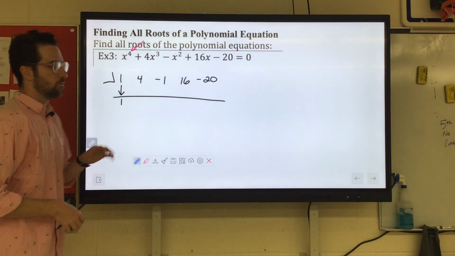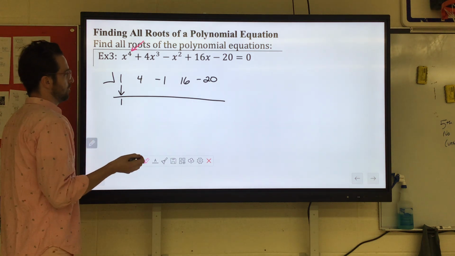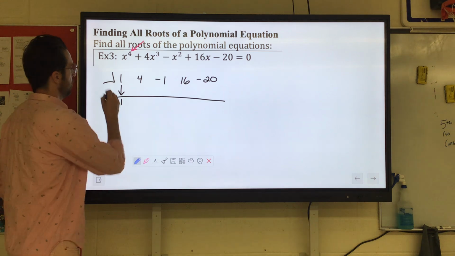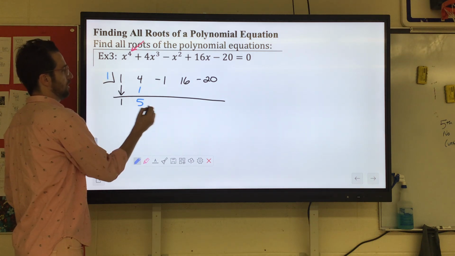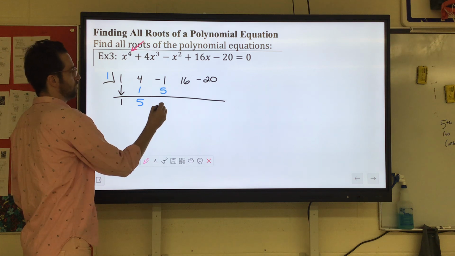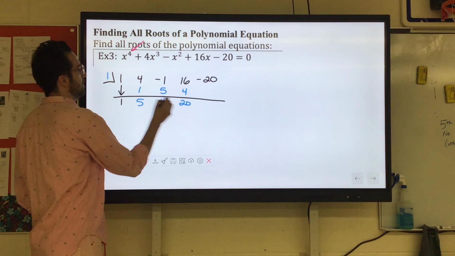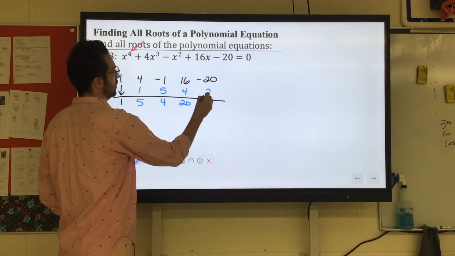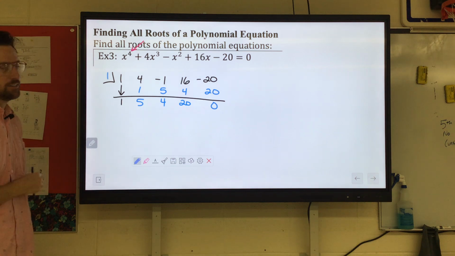Let's try 1. Once we find 1, then write it in your notes, just to save some time. So let's say we went with 1. 1 times 1 is 1, 4 plus 1 is 5. 1 times 5 is 5, minus 1 is 4. 1 times 4 is 4, plus 16 is 20. 1 times 20 is 20, so this one does 0 out. So go ahead and jot that down.